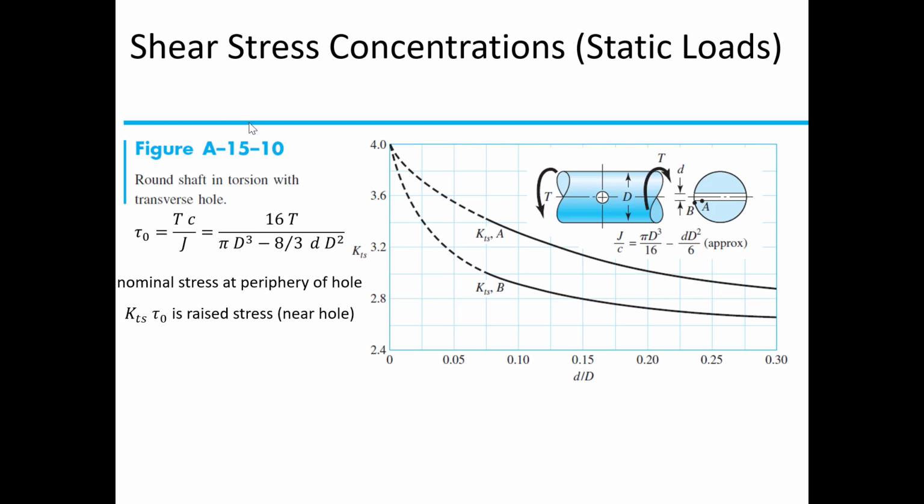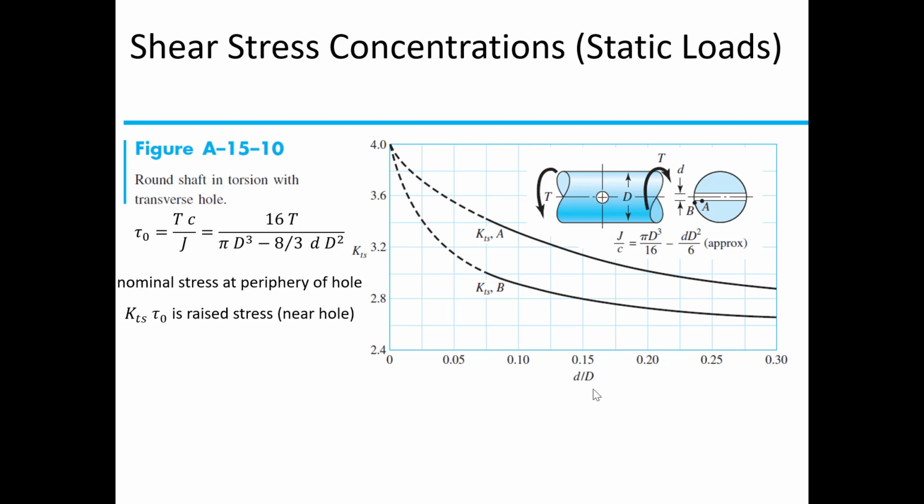We can think about a pure shear stress scenario by looking at a solid round rod that has a hole in it that we're applying a torque to, and that's going to create a shear stress that's going to be maximal on the outer surface of this solid round rod with a hole. So there's a nominal shear stress, tau naught, and it's calculated as follows, where the big D is the major diameter of the rod, and the small d is the diameter of the hole.